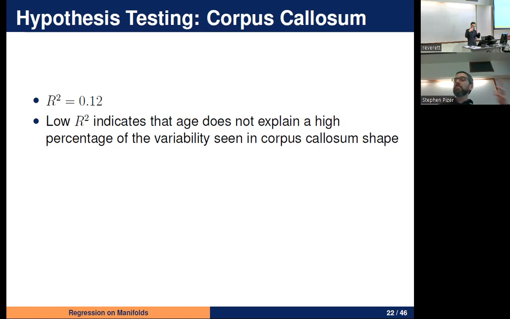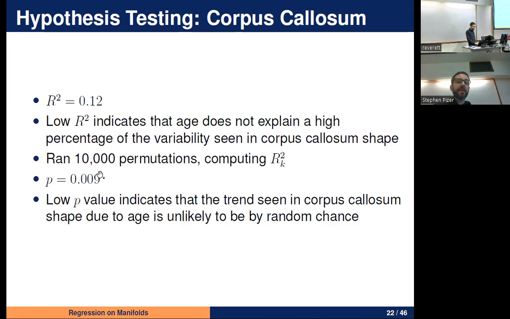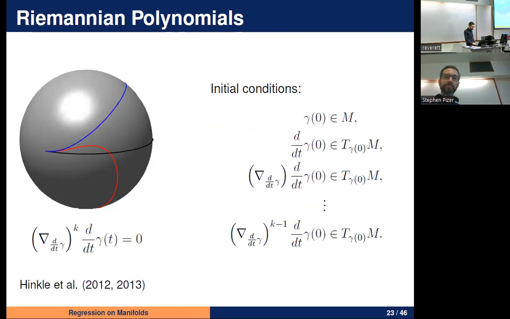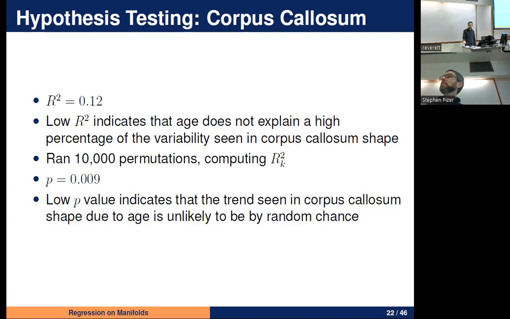This is a statistically significant R squared. If you do that test, like I showed in the previous slide, you get a p value of under 0.01, which tends to indicate that the shape changes with age. Okay. That's geodesic regression. It's kind of like step one in doing regression on manifolds, the equivalent to linear regression. Okay, any questions?